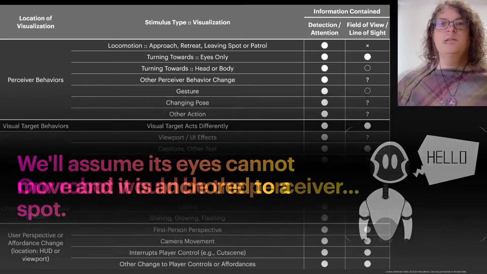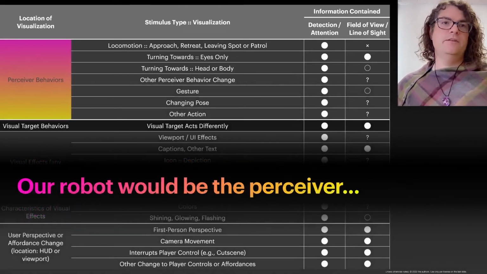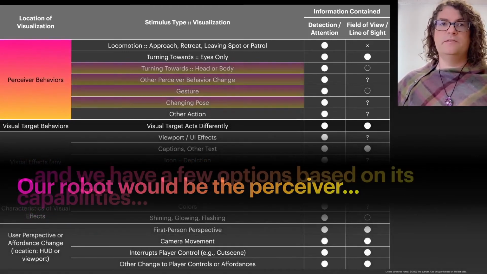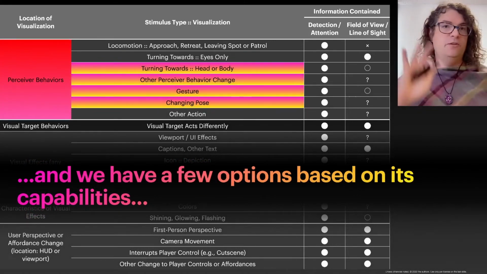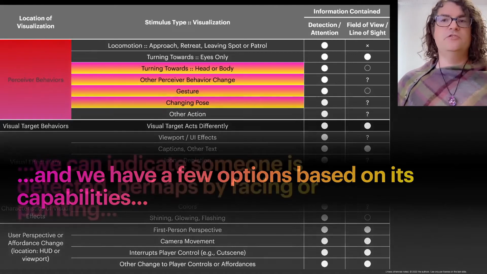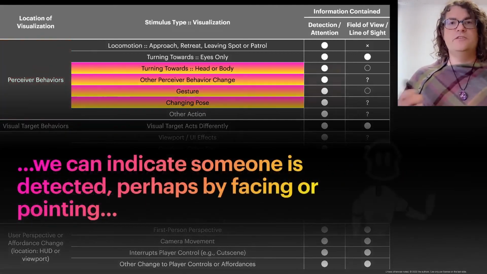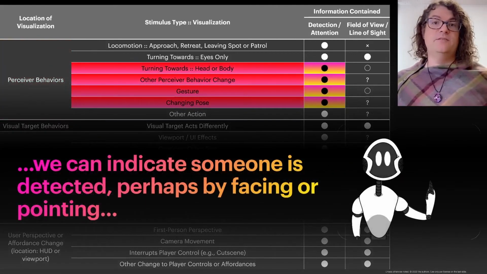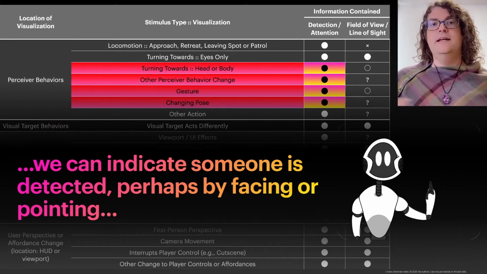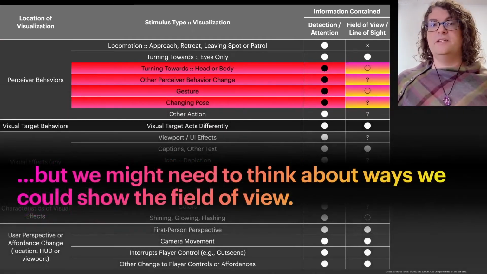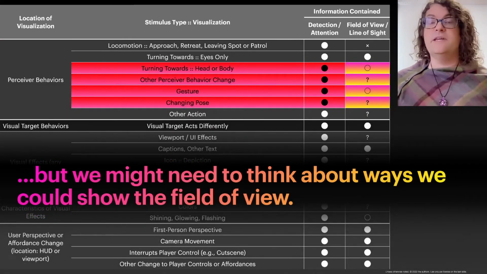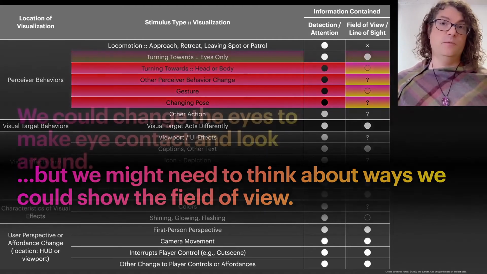Hello, hi robot. Our robot is the perceiver. So we'll take a look at the potential perceiver behaviors. We can turn our robot around. We can gesture. We could wave at people. We could change pose. We could show that the robot has noticed someone. Hi again, robot. So of course, all of these things enable us to indicate attention or detection, but they don't tell us anything about the field of view or line of sight. We don't really have a way to communicate that with this robot as it is.